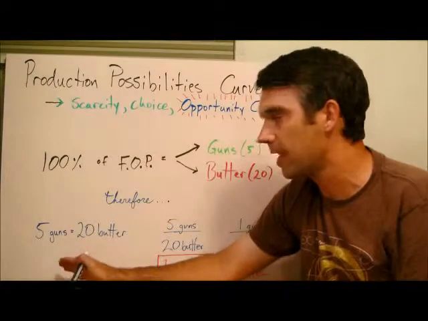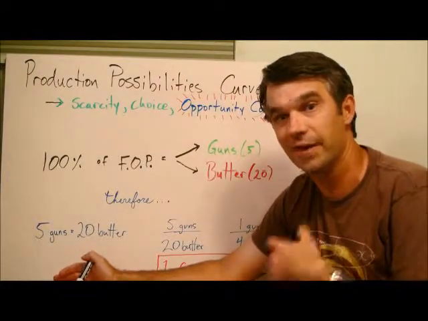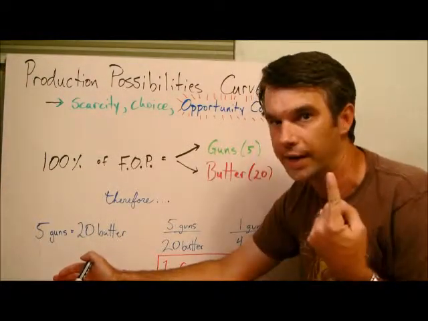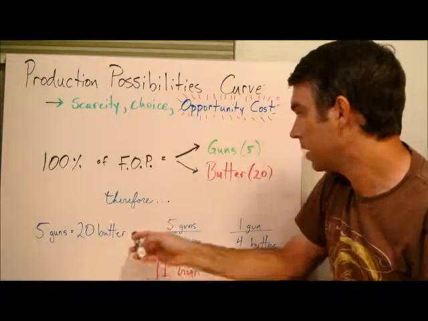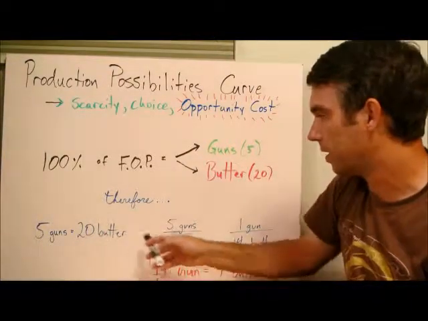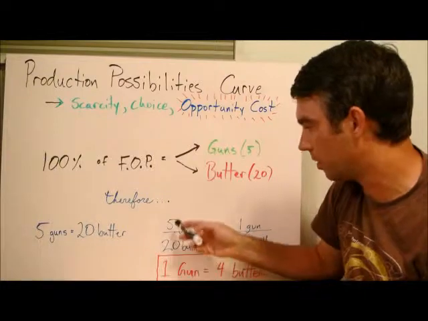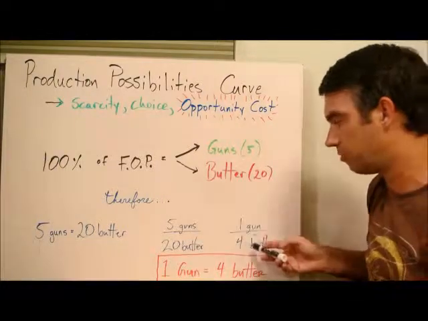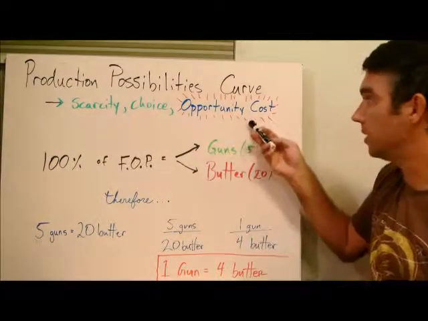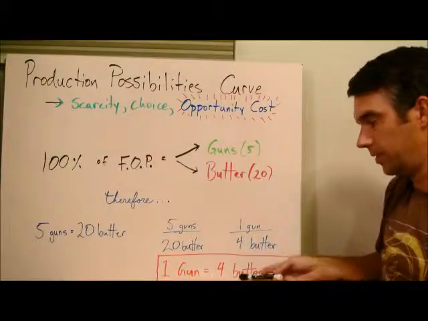Okay, so it's better to say, what is the opportunity cost not of making 5, but of making 1 gun? So, we can just do a little math here. We can say 5 guns equals 20 butter. We can put 5 over 20, reduce to 1 out of 4, and then we can say the opportunity cost of making 1 gun is 4 butter.